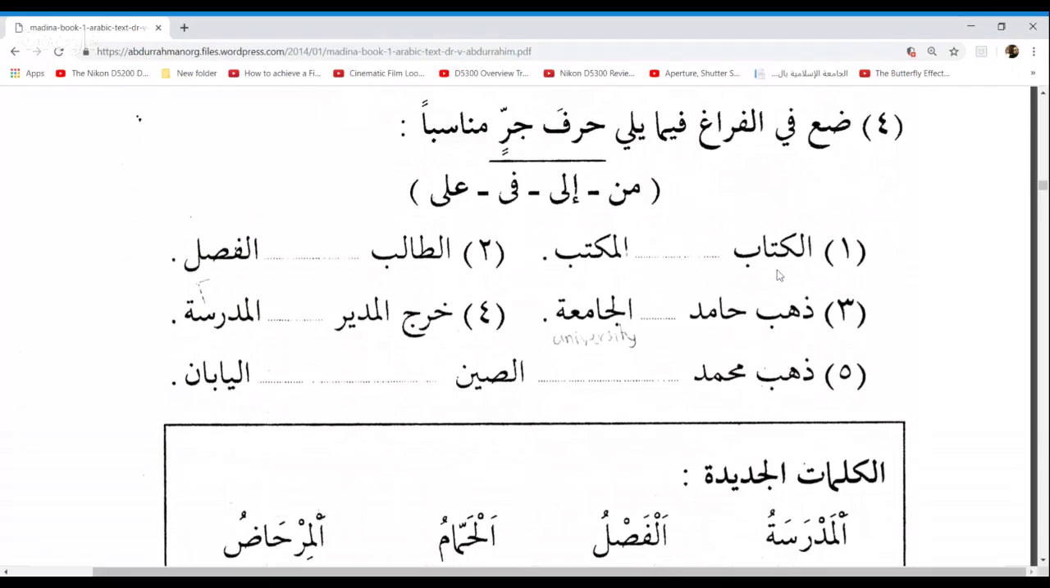The first word of the sentence is al-kitabu, الكتاب. Then we have a space, and then we have al-maktabu. إلى. So الكتاب إلى المكتب. So, okay, what does that mean, bro? The book is on the desk, or it's on the table.